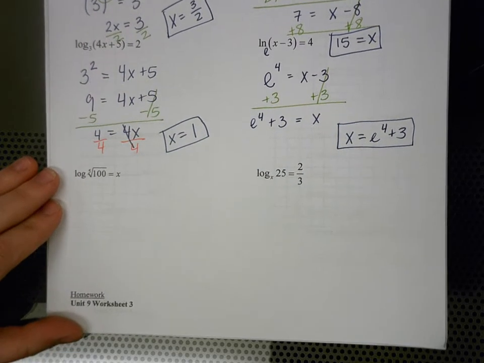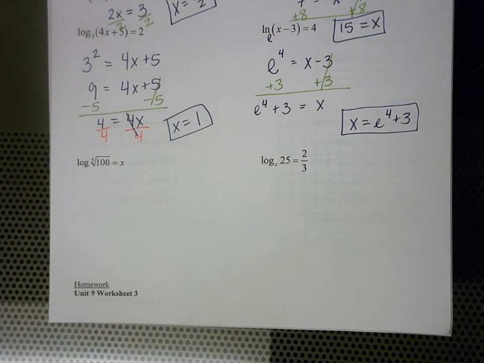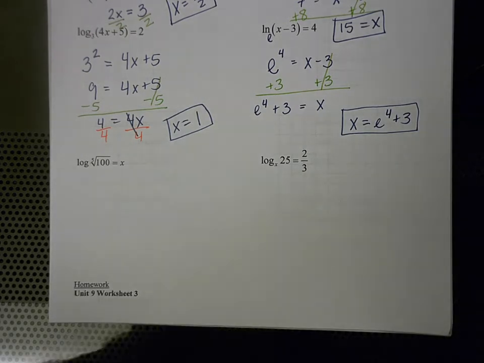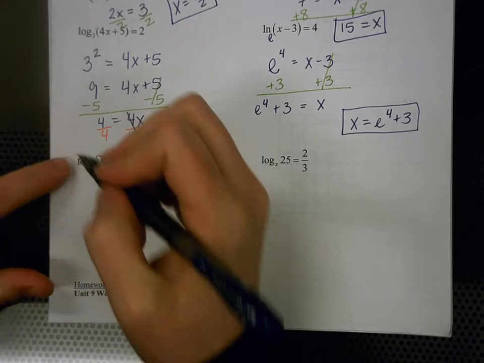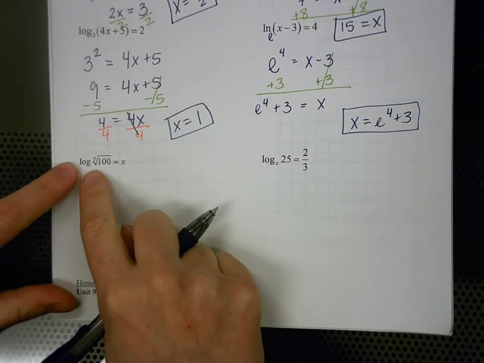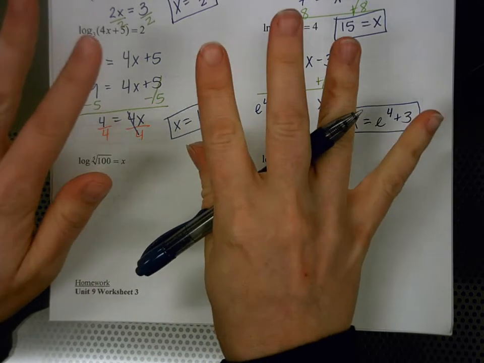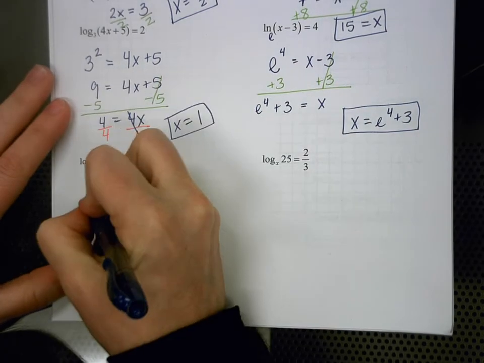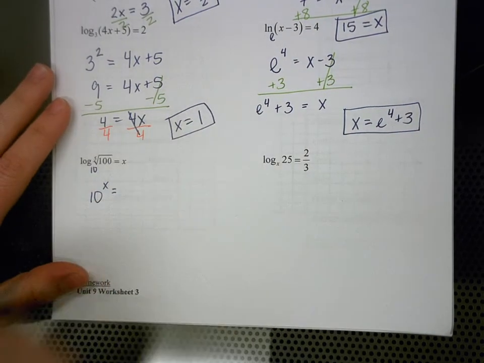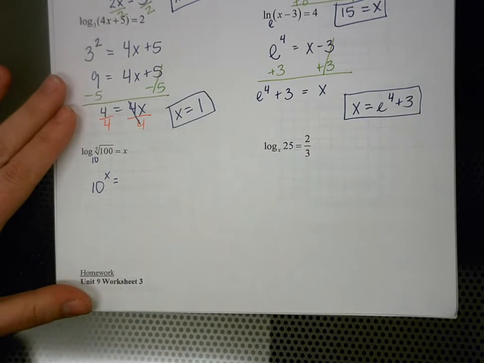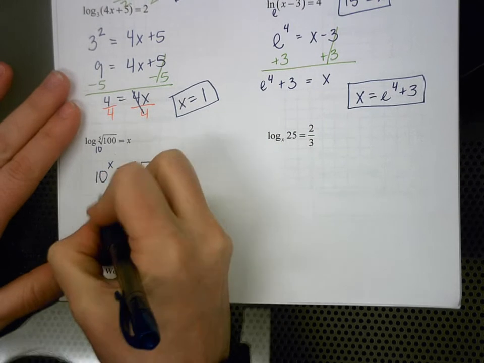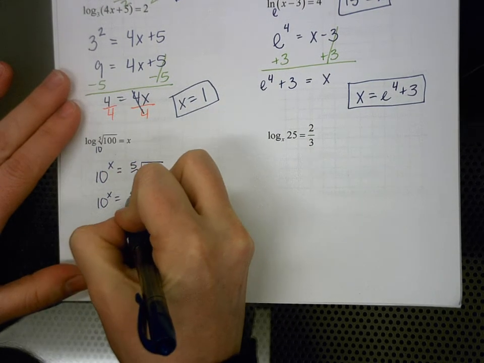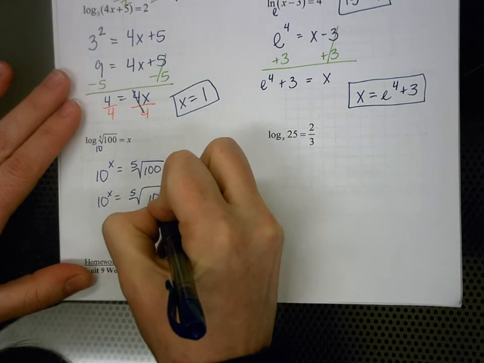Okay, these last two, same thing. We have to change to exponential form because we do not have the same log on either side. Don't forget, if your base is not written, what is the base? How many fingers do you have? 10. So this is 10 to the x power equals the 5th root of 100. We can rewrite the 100 as 10 squared. 10 times 10 is 100.